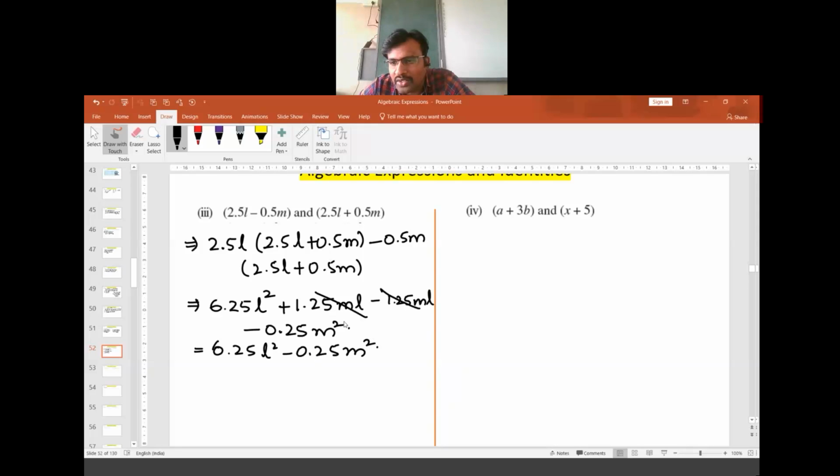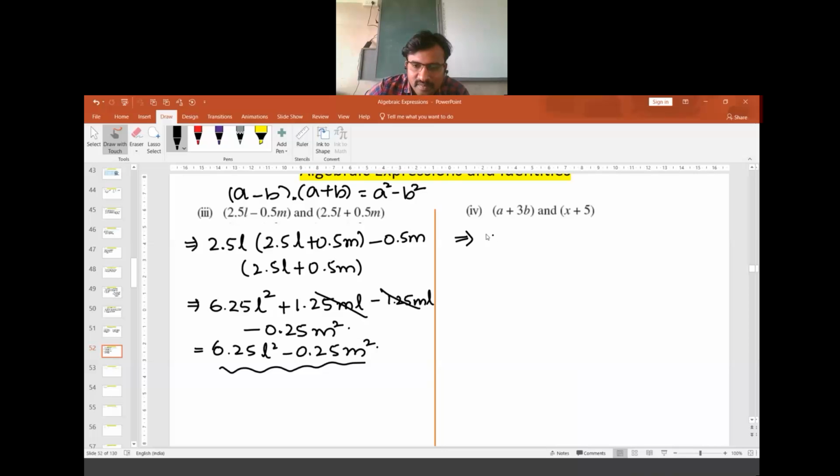If you observe this, it is like a minus b multiplied to a plus b. This is the (a minus b)(a plus b) multiplication. So the result has to be a square minus b square.